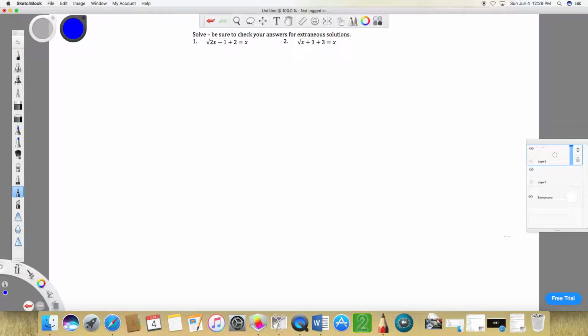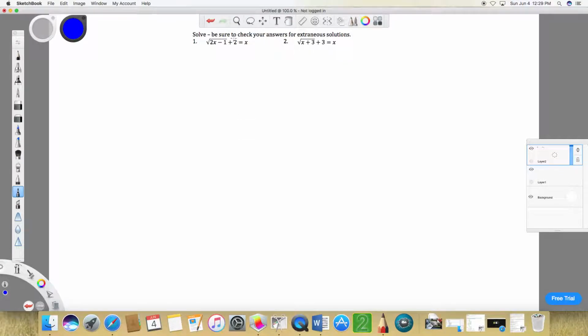Let's take a look at these two equations. They are radical equations. We have in each one of these a square root. So similar to absolute value equations, where we wanted to get the absolute value by itself, here in radical equations, we want to get the radical by itself. So let's jump in on number one.